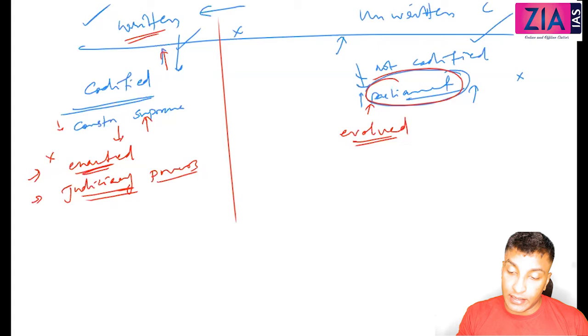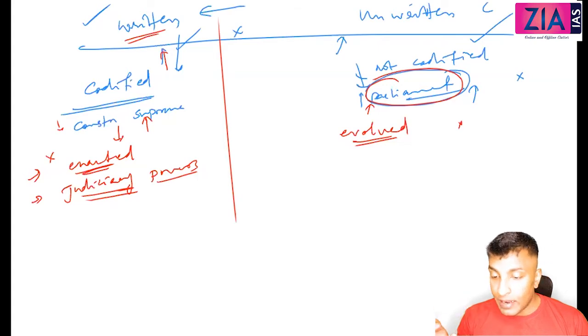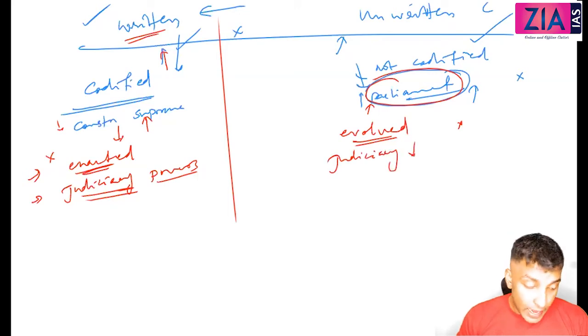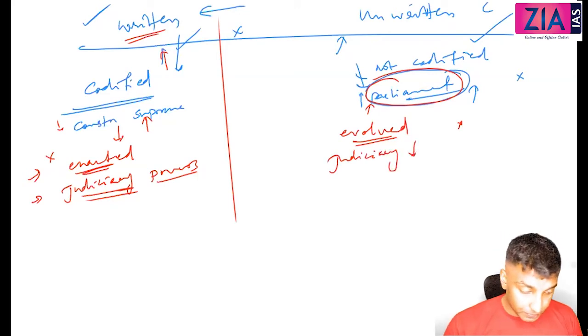But that's not the case here. As it is unwritten and not codified, if tomorrow parliament makes a law, that will become part of the constitution. So the role of the court, the judiciary, the power is very less. I hope you understood the reason here.